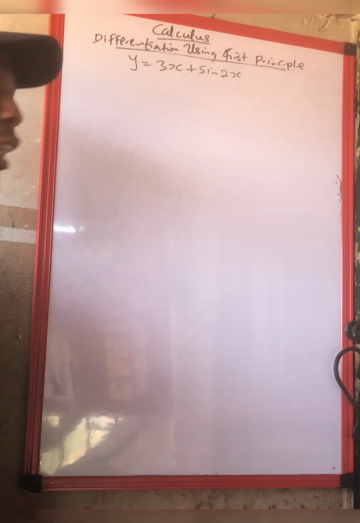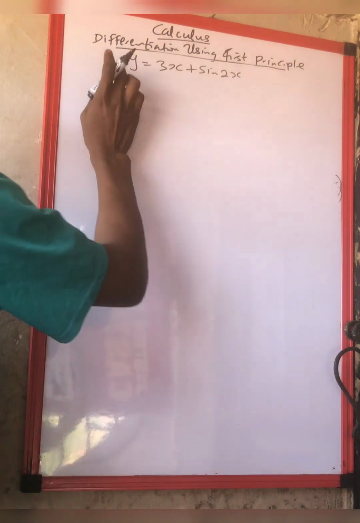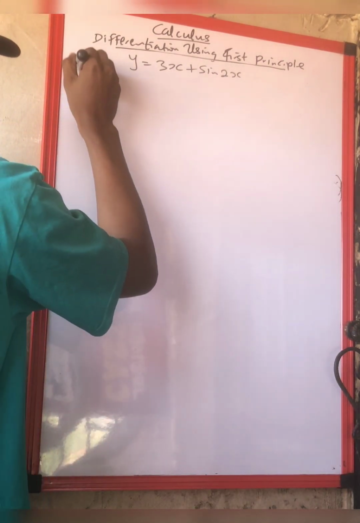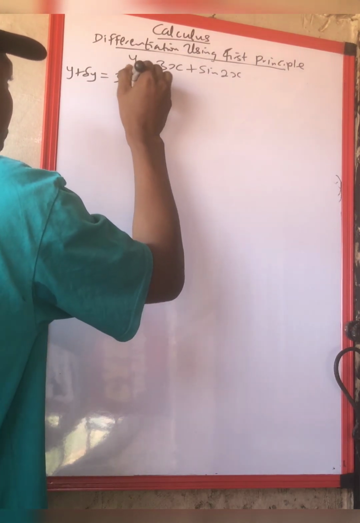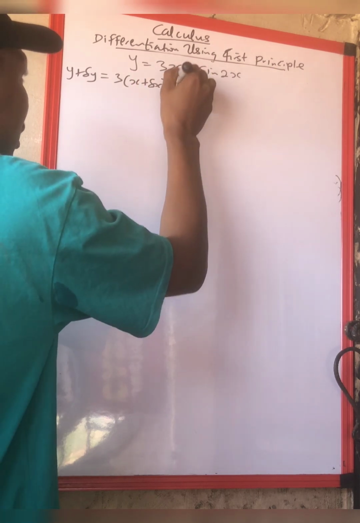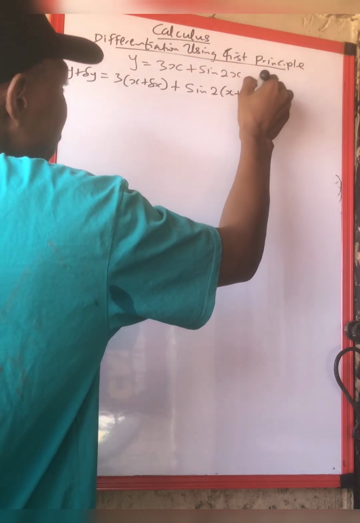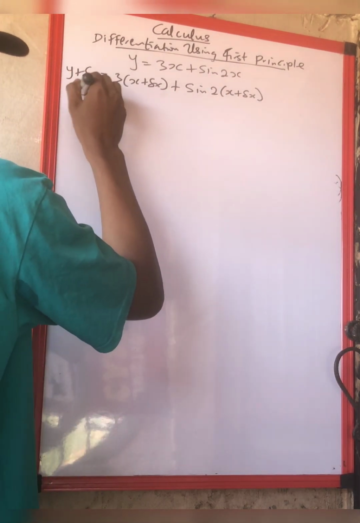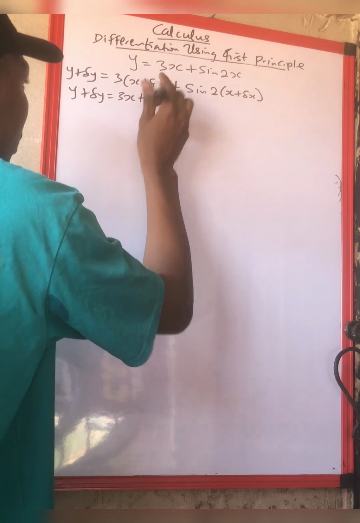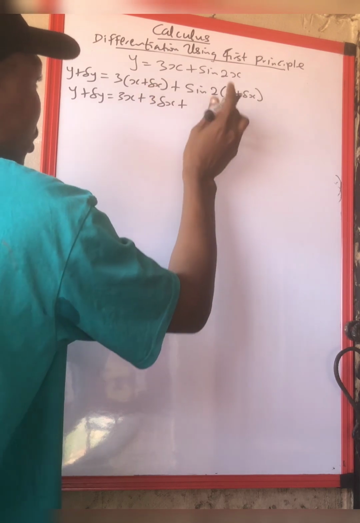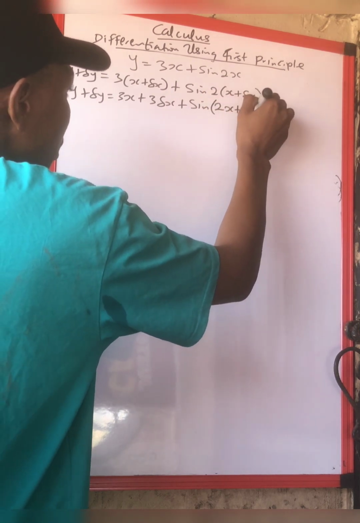Alright, we have another question here. We have y equals 3x plus sin 2x. Whenever you differentiate your y, you have y plus change in y, then equals 3. If you differentiate x, you have x plus change in x, then plus sine of 2 bracket x plus change in x. So from there we have y plus Δy equals 3 times x plus change in x, that is 3x plus 3Δx, plus sine, which is 2x plus 2Δx.